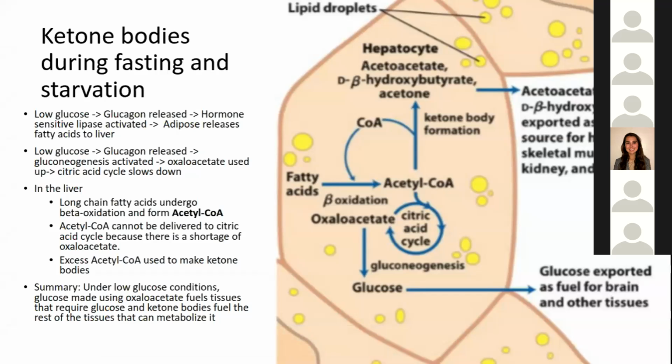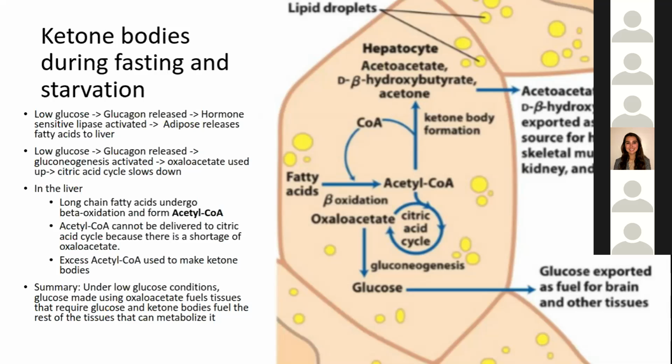And at the same time, glucagon, because it's being released, is going to activate our gluconeogenesis pathway, which means that oxaloacetate is going to be used up, and that's going to slow down our citric acid cycle. And in the liver, at the same time, you have these long-chain fatty acids that are going to go through beta oxidation and form our acetyl-CoA.